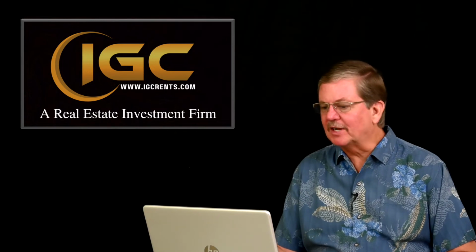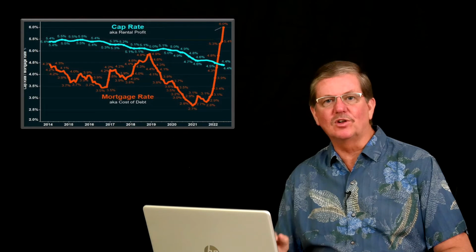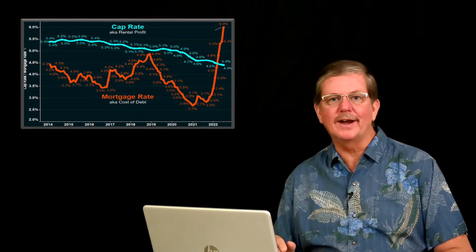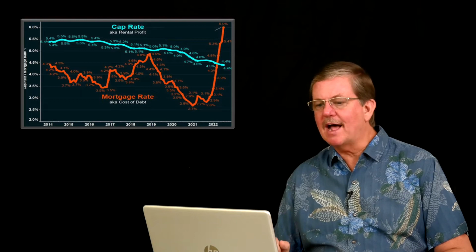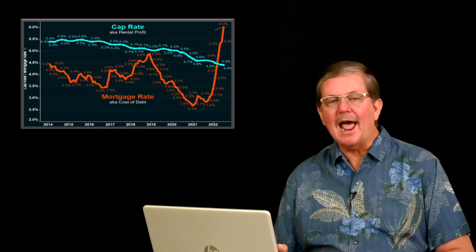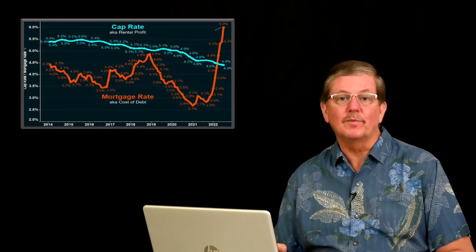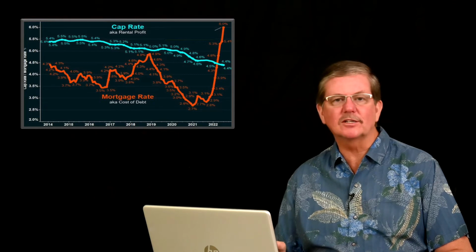Let's take a quick look at this graph here that is going to show how mortgage rates have allowed us to have low cap rates or rental profit rates for the last several years. You can take a look here at the blue line on the graph, and it shows that we've had relatively low cap rates of 5.5% all the way down to about 4.5% for several years. This graph goes back to about 2014.